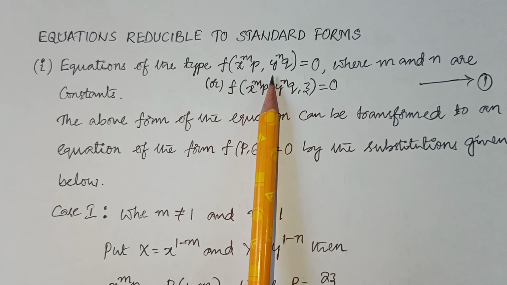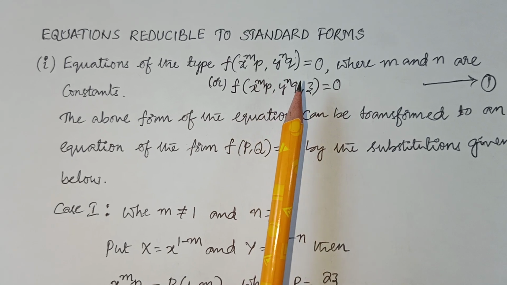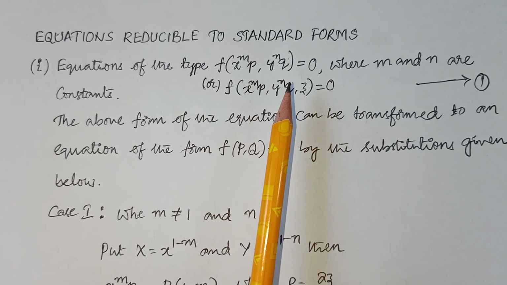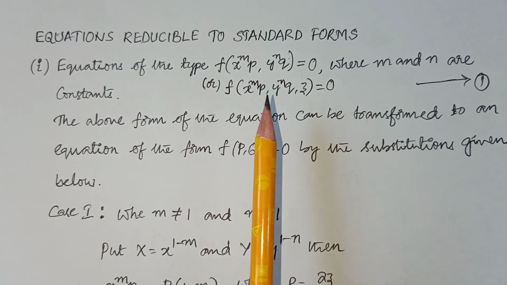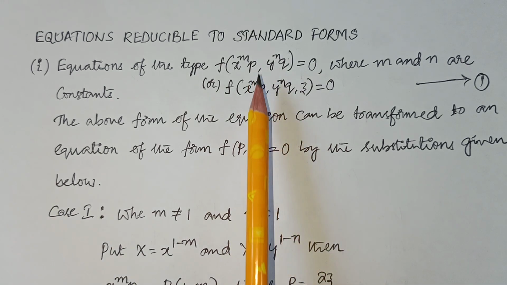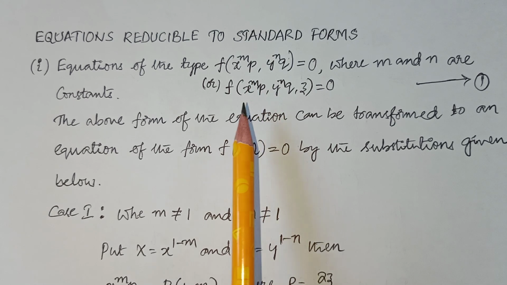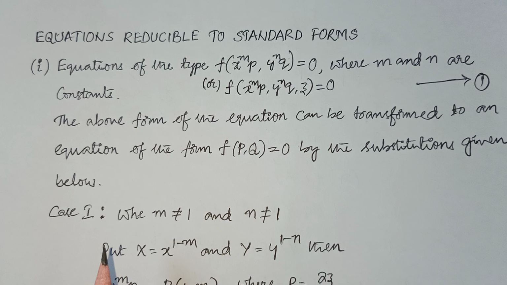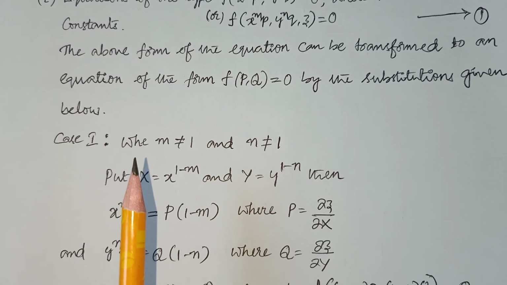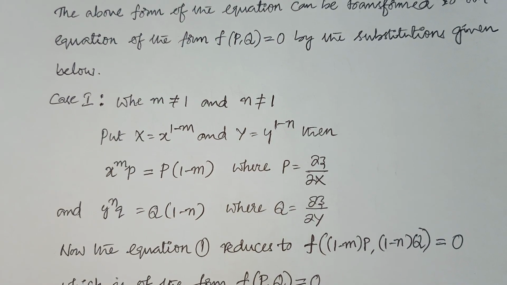So these types of equations can be solved by reducing them to any one of the standard forms. As we know that we have four standard forms, we try to solve these types by reducing them to any one of the standard forms. Here that depends on the m and n values. We have two cases, depending on the m and n values.